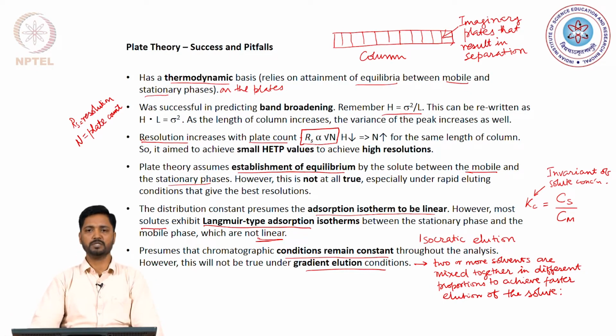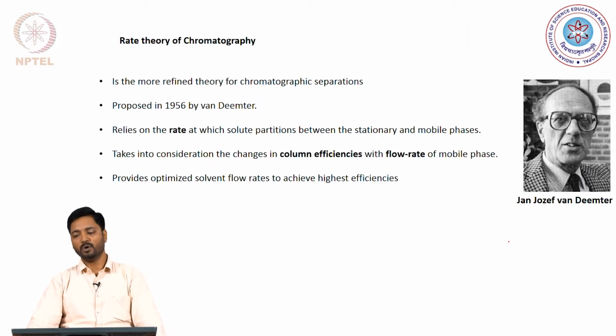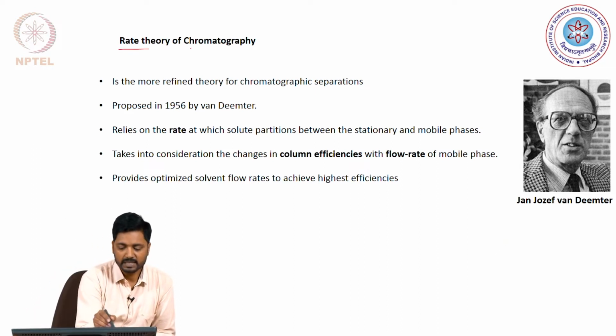And indeed, gradient elutions are very commonly employed in chromatographic separations, and of course are a much more dominant way of achieving elutions than the isocratic elution, where only one solvent is passed over the entire course of the chromatographic separation. So, what we observed was that the plate theory, which was the initial theory, had some success, but it also had its own share of pitfalls or drawbacks, which required proposing of other theories that will be able to explain the chromatographic separations in a better way. So, this brought us to the rate theory of chromatography.